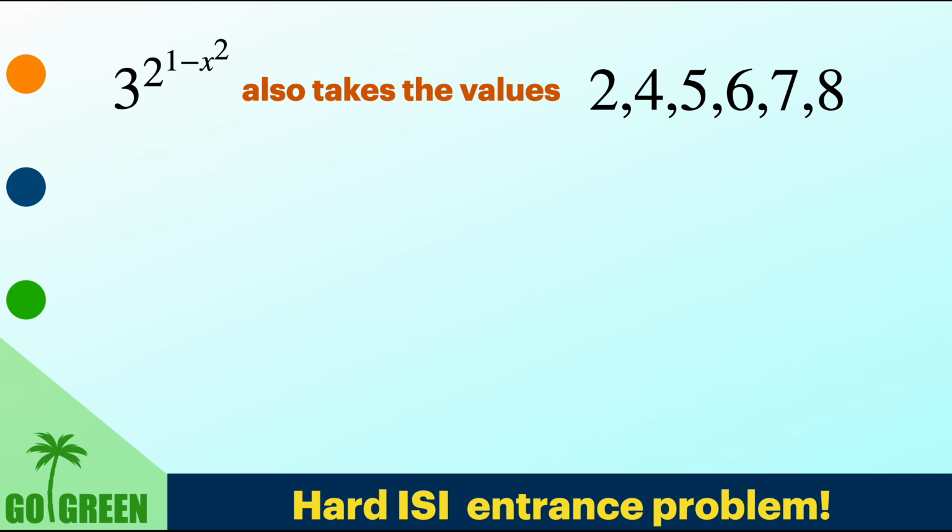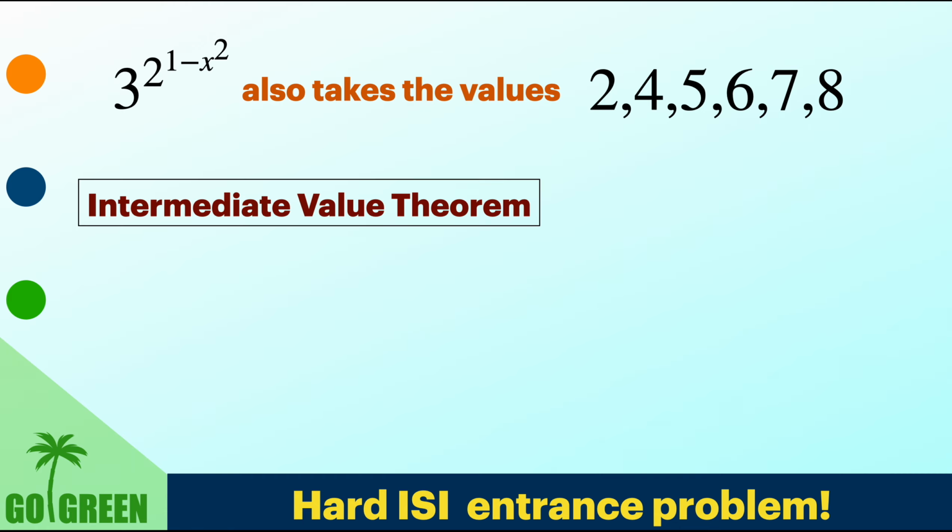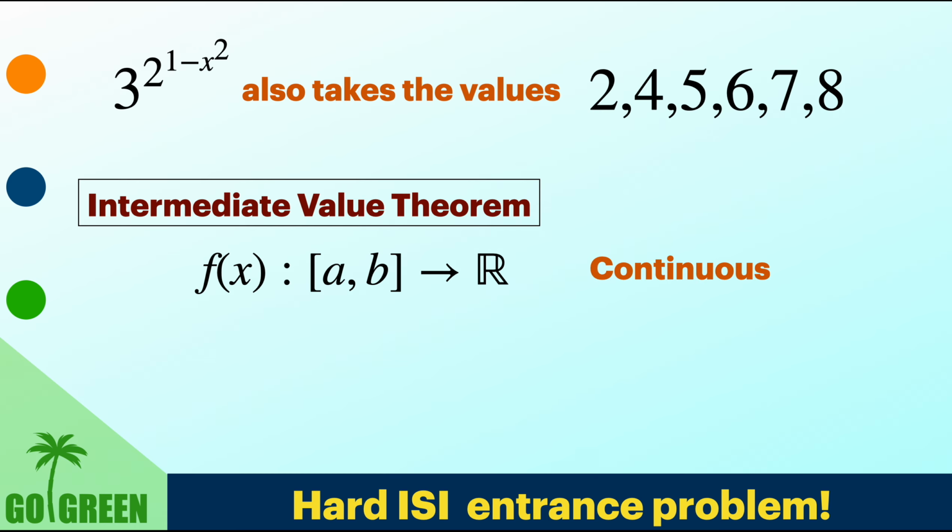Fine. So why? That can be explained by this very well celebrated theorem called the intermediate value theorem. What is that? We'll just see in a moment. Suppose you have a function f(x) defined on a closed interval [a, b] to R. So basically this is a real valued function defined on [a, b]. Suppose the function is continuous.